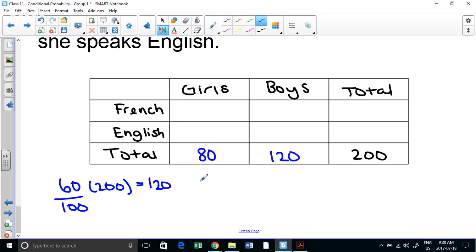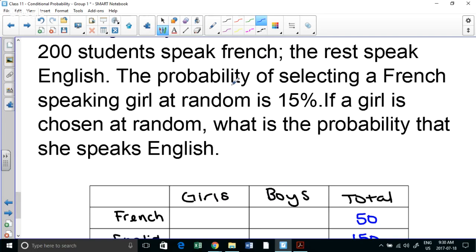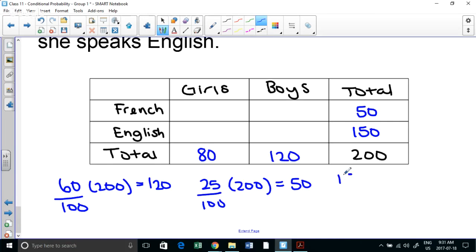25% speak French. So 25 over 100 out of the 200 gives me 50 that speak French and 150 in that case that speak English. The probability of selecting a French-speaking girl at random is 15. So 15 over 100 times the total of 200 gives me 30. That's a French-speaking girl.